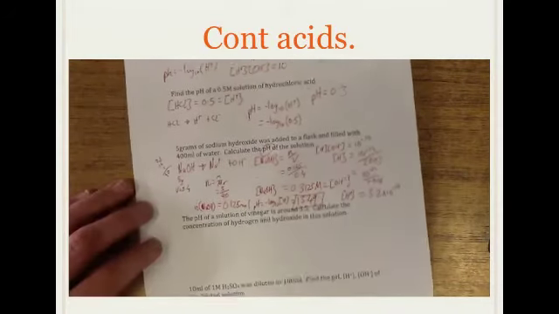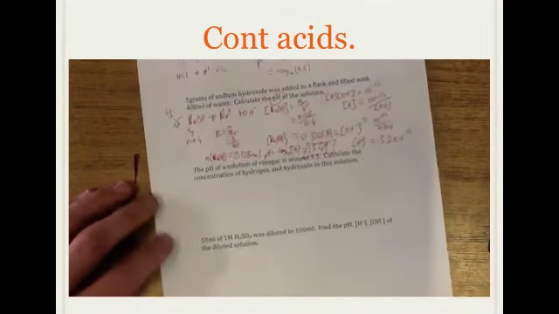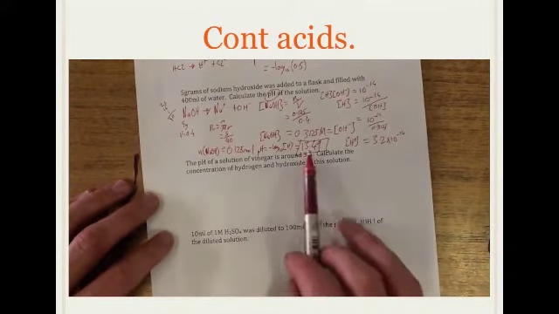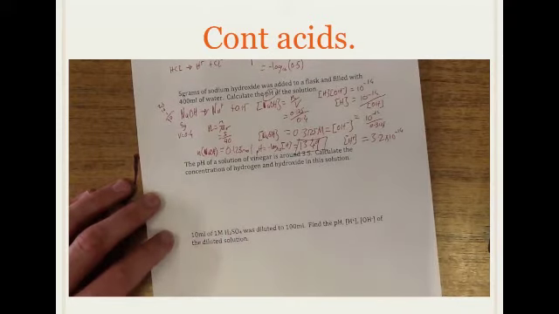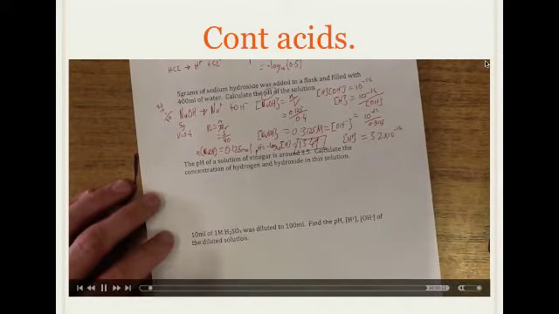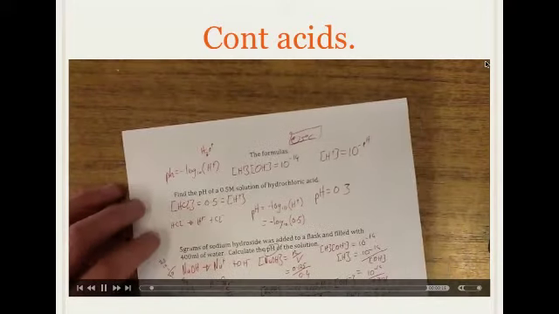So that's how to do that question. Moving on. The pH of a solution is 3.5. We've got to work out the concentration of hydrogen and hydroxide of this solution. How are we going to do that? Look at our three equations.